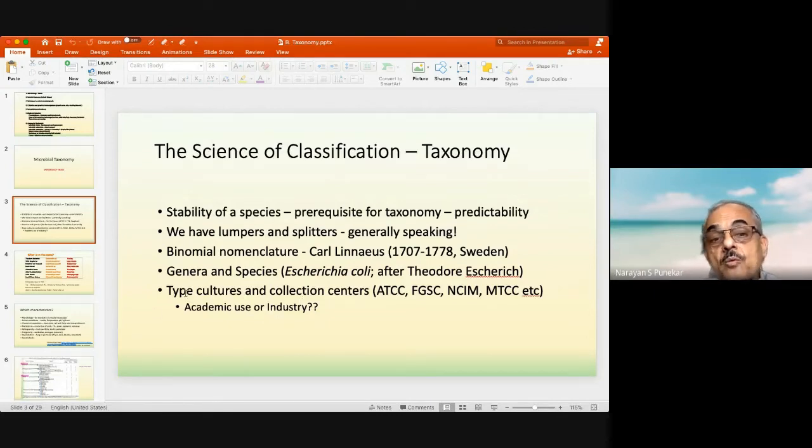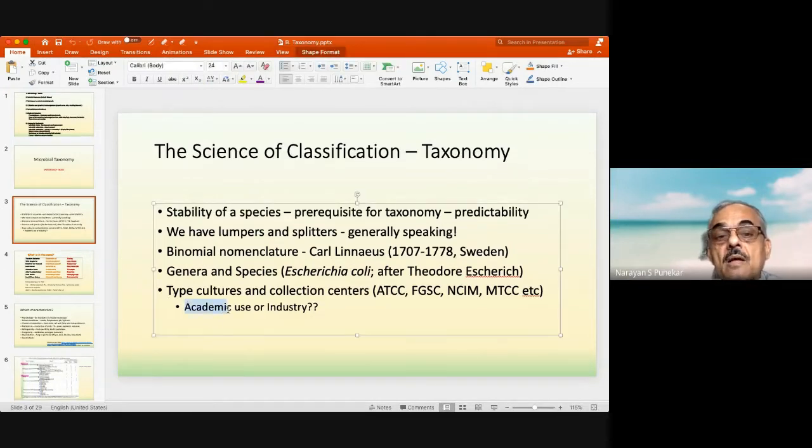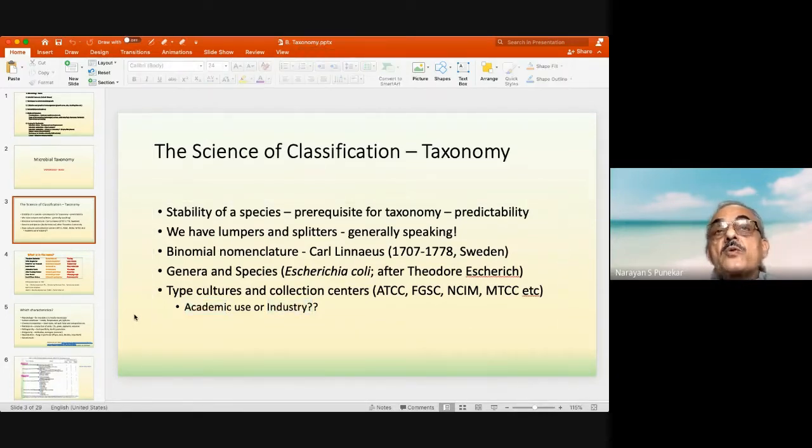Okay, and also when you go to a type collection center, from where you want to get an organism for whatever purposes, you are asked this question very clearly: are you going to use it for academic purposes, or are you going to use it for industrial purposes? Very clear questions are asked, because if you are going to use it for industrial purposes, then there are disclaimers that you cannot use this unless you give a royalty. You cannot use this for this purpose because it is already claimed. And also the cost of buying that strain is much higher if it is an industrial strain. For academic purposes, the costs are reasonably nominal, but you are also bound by the clause.